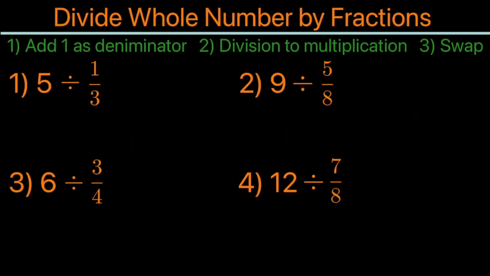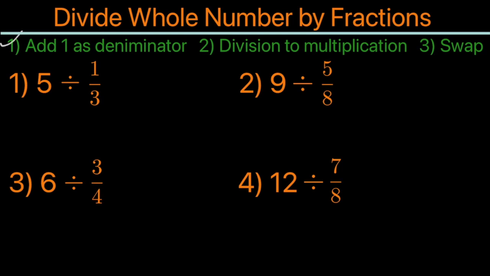In this video, I'll be going over how to divide whole number by fractions. The first step to doing so is to add 1 as the denominator. After you do that, it becomes fraction dividing by fraction. So you would change division to multiplication and then swap the numerator with the denominator of the second fraction. Now this may all seem confusing right now, but let's go over the 4 examples below, and I'm sure you will understand better after.